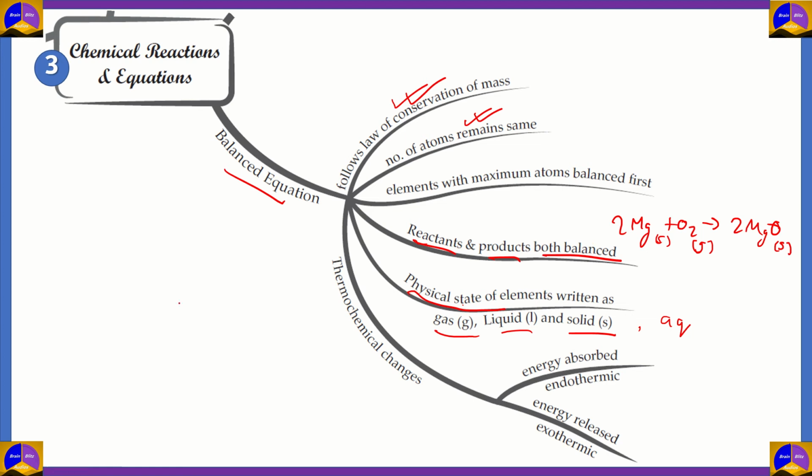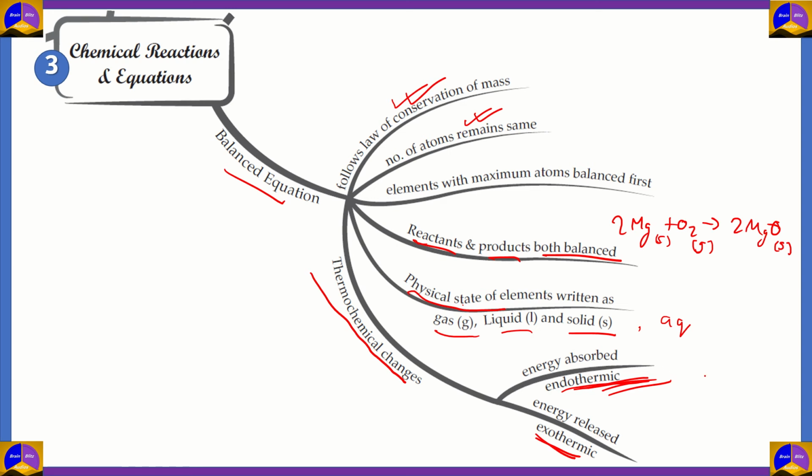Now, besides balanced equations, chemical reactions also undergo thermochemical changes. So these are basically changes in temperature. Now, in some reactions, there are cases where you feed energy to the reaction, and then the reaction absorbs it, and then the energy gets absorbed. Those kinds of reactions are called endothermic. On the other hand, you have reactions where energy is released. This is known as exothermic.